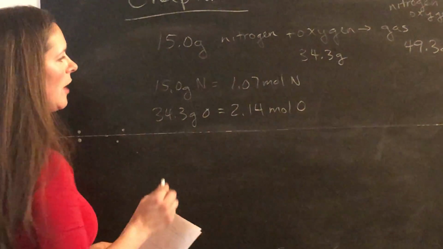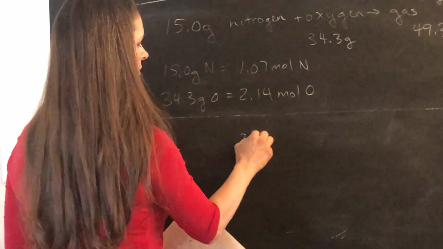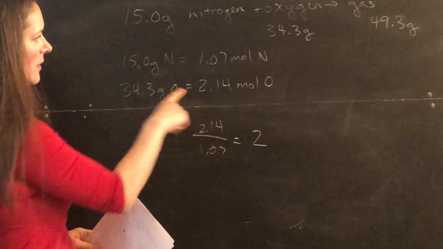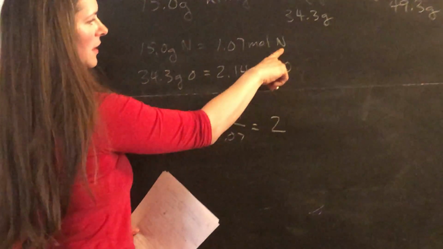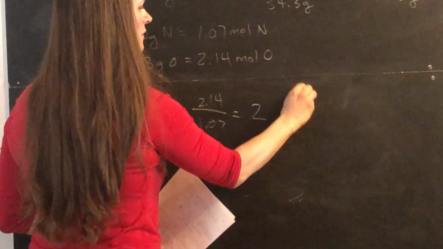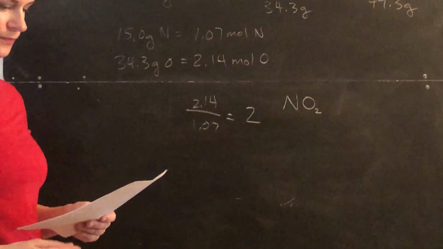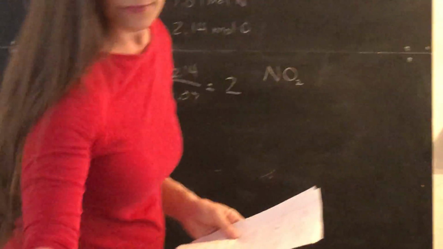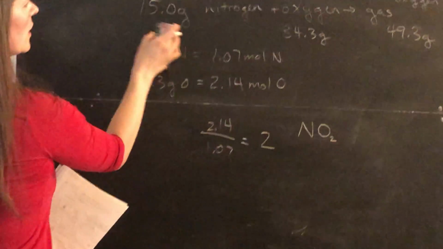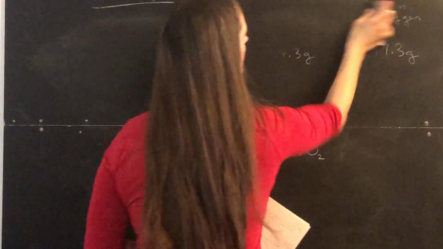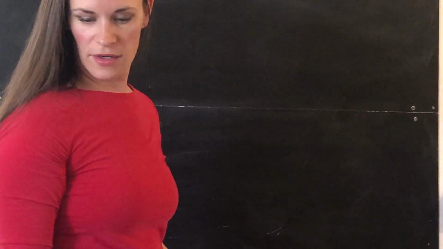So now we know how many moles we have of each. Let's find the ratio. And it's obvious the ratio is 2. So for every one nitrogen, we have 2 oxygens. So the empirical formula is going to be NO2. Okay? So that's burning something with just one element and figuring out its empirical formula. What if you have more than one element in a compound?